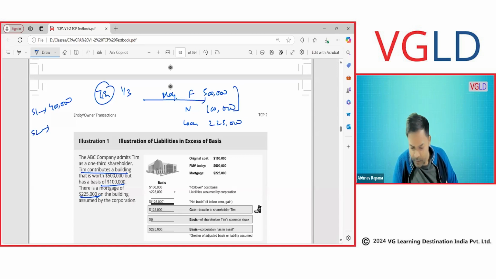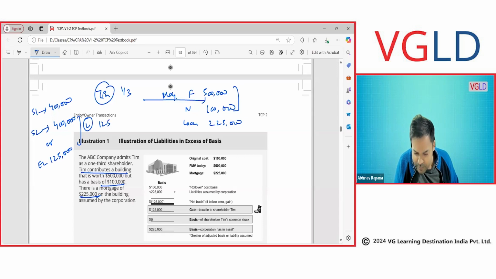125,000. How? 400,000, which is realized gain. Do we have the boot received, guys, here? No, but I have the excess liability. How much is the excess liability I'm having? Dina, how much is the excess liability? Very good, Charlie. 125,000. I'll take the lower value. How much is the lower value? Lower value is 125,000. Very good.